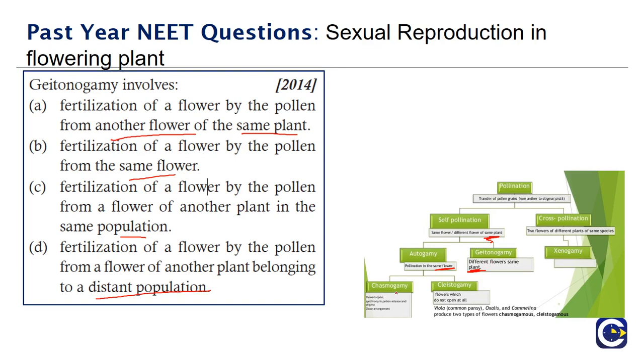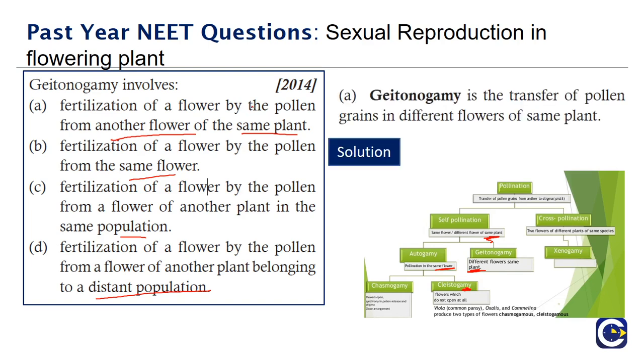So chasmogamy, in which there is synchronous opening. Cleistogamy, there is no opening at all. Xenogamy is the process in which there is a pollination between different species or distant population. So given the explanation, we have the solution here.